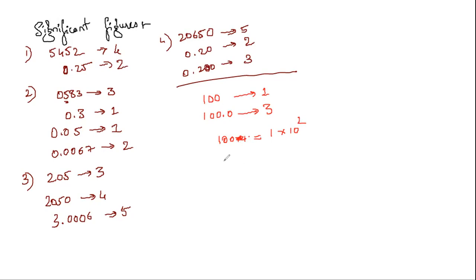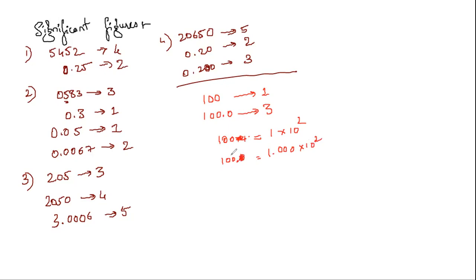How do you write 100.10? So it is shifting the decimal point here. 1.000 into 10 raised to 2. Yes or no? Yes. So therefore, there are three significant figures. There are three significant figures. Please do remember.